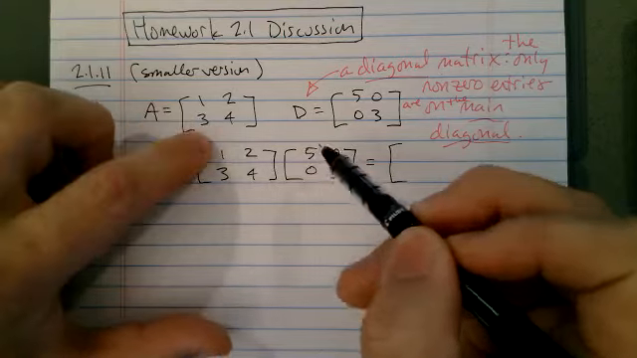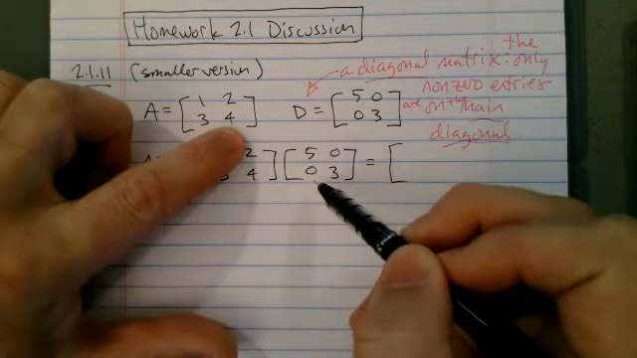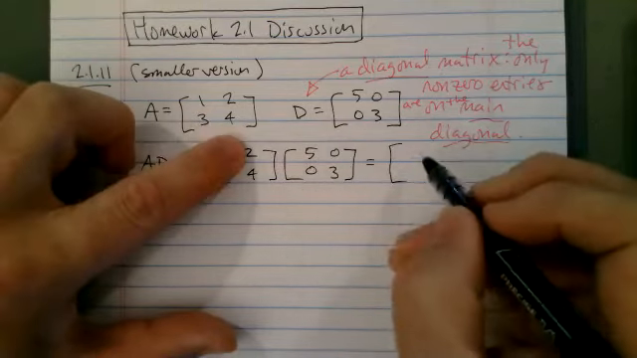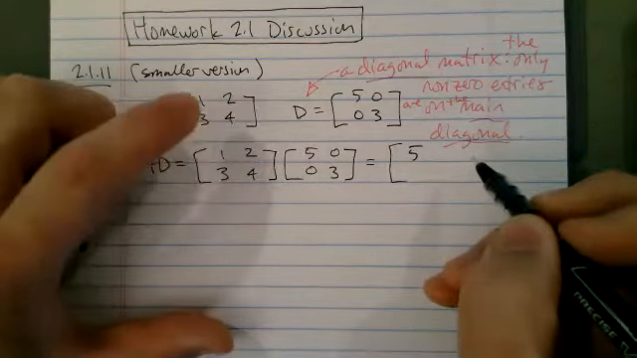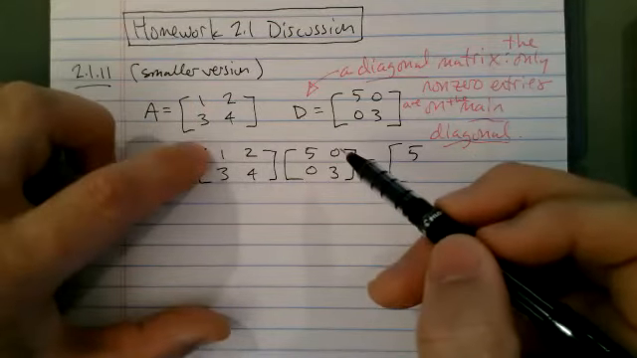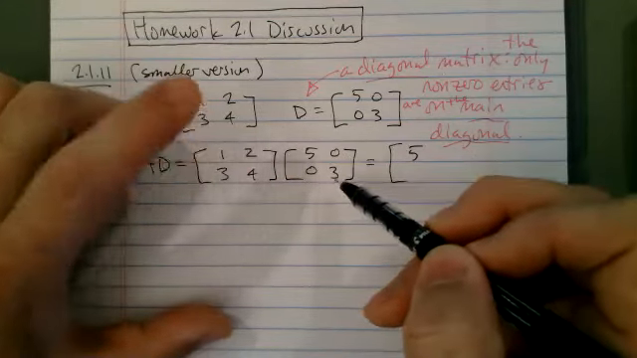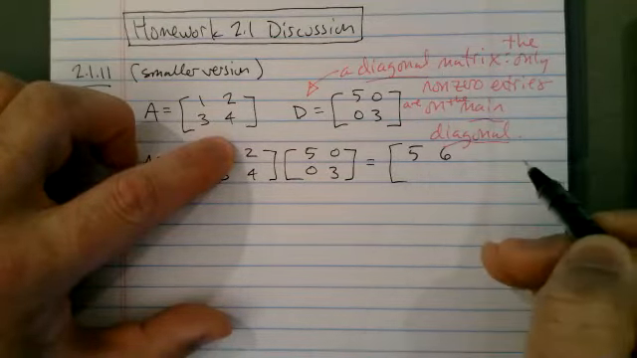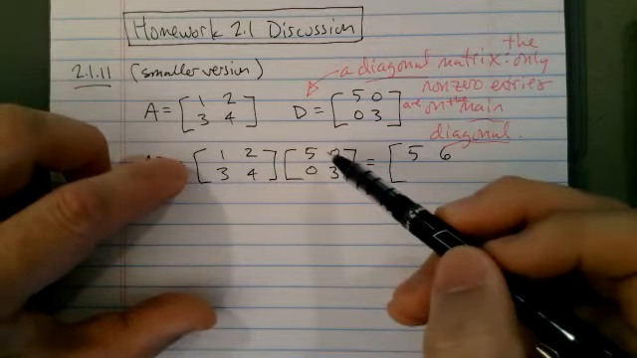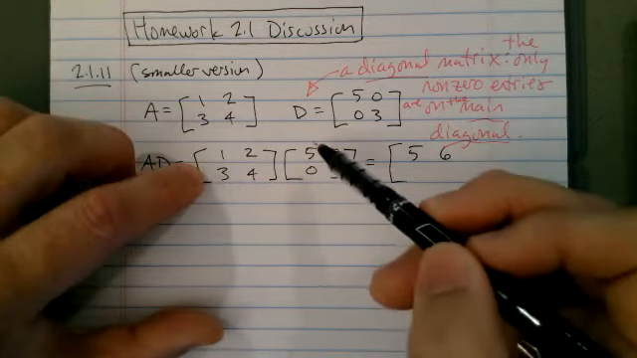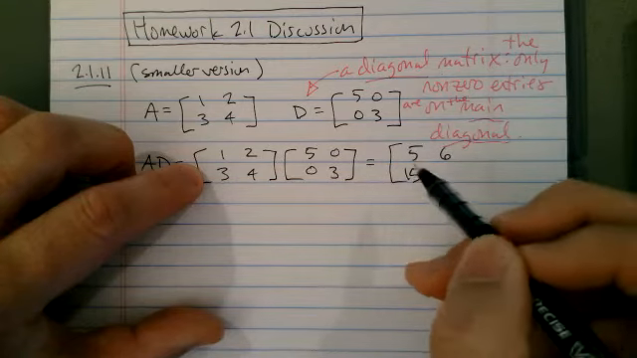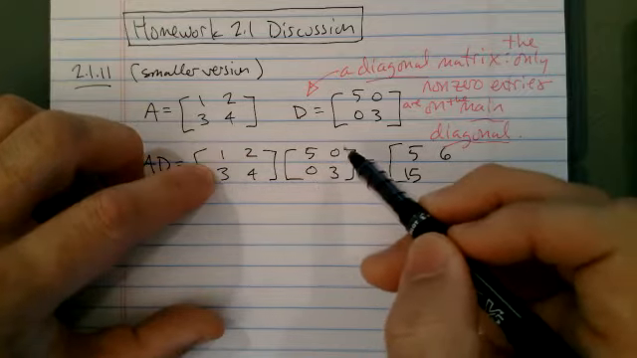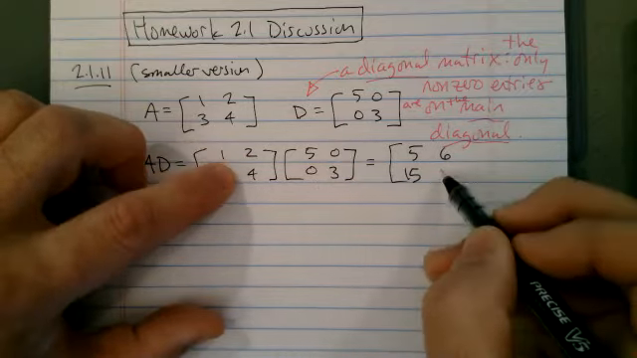Let's just multiply. 1 times 5 plus 2 times 0. That's all these zeros is what's going to make the interesting stuff happen. 1 times 5 plus 2 times 0 is 5. Then the first row by the second column, 1 times 0 plus 2 times 3 is 6. Second row's first column, 3 times 5 is 15, plus 4 times 0. Second column, 3 times 0 is 0, plus 4 times 3 is 12.